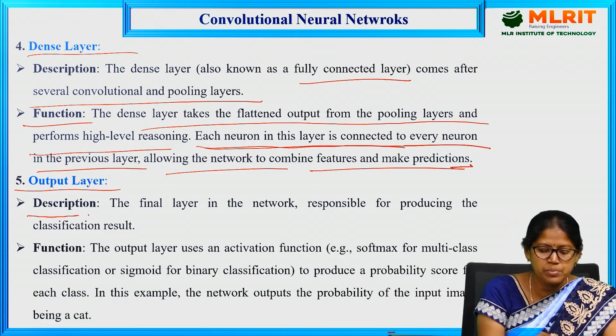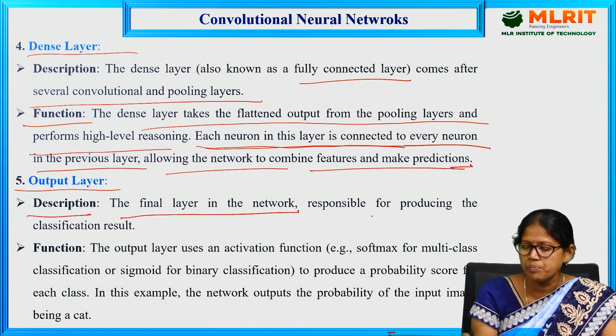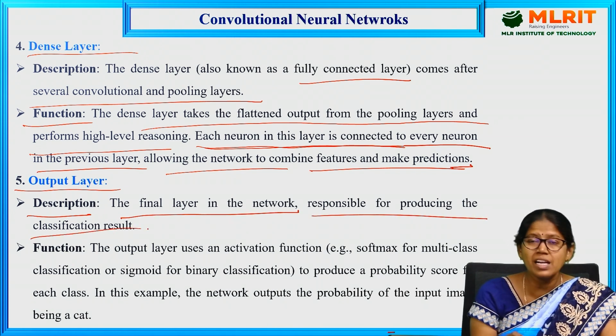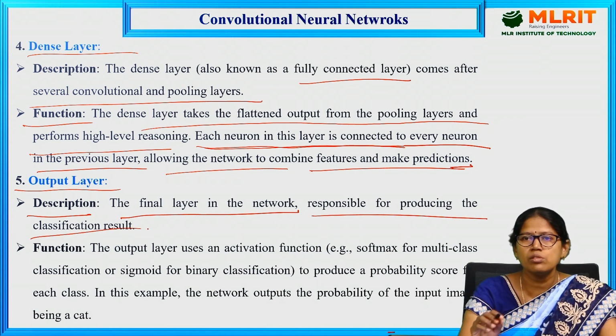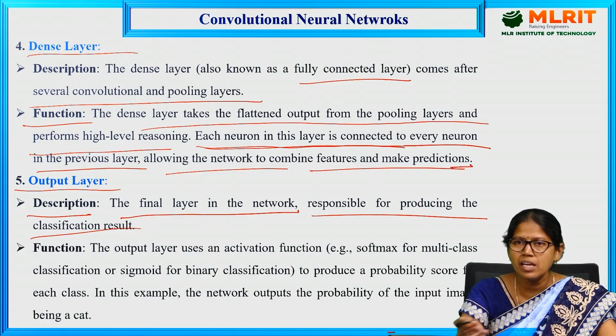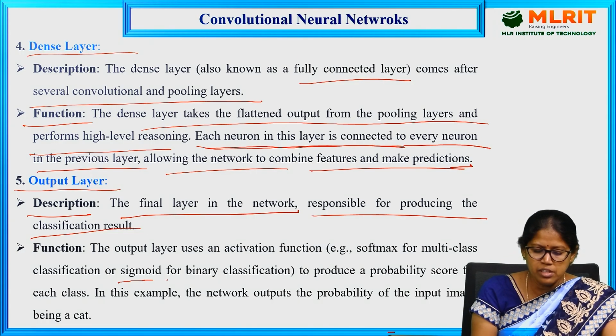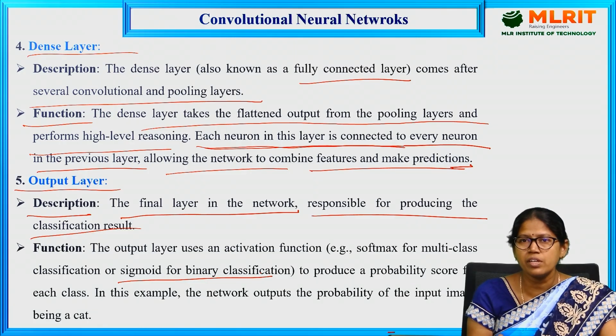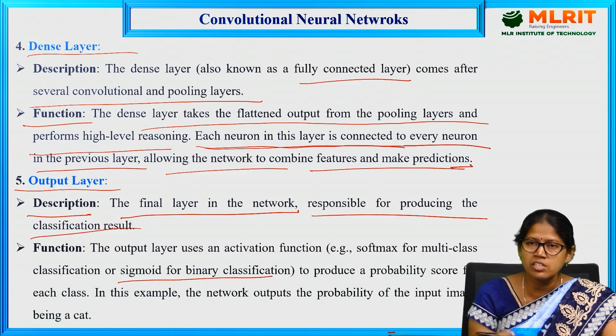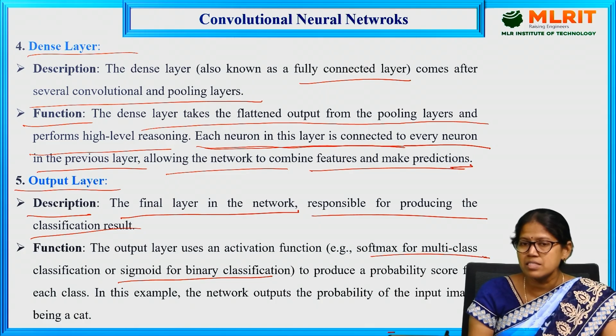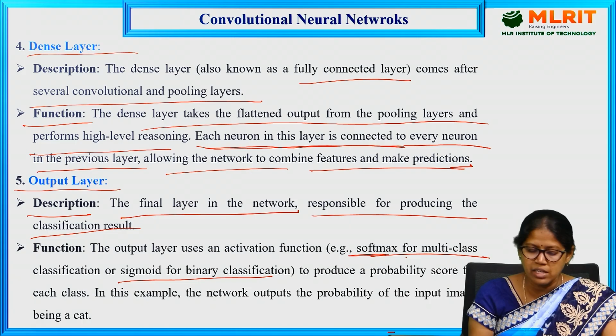Let's see the description. The final layer in the network, responsible for producing the classification result. There are two types of classification, binary or multi-class. In binary classification, it uses the sigmoid activation function. Based upon the activation function, it will come to one of the decisions. Next, if it is a multi-class classification, then it uses the softmax activation function.